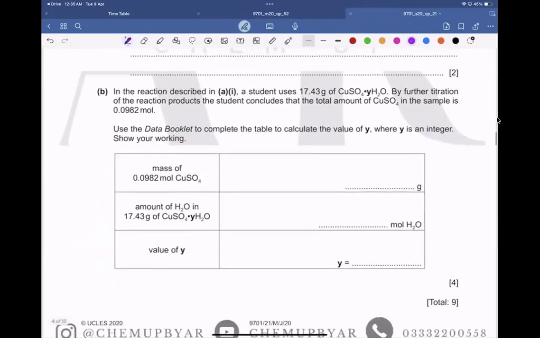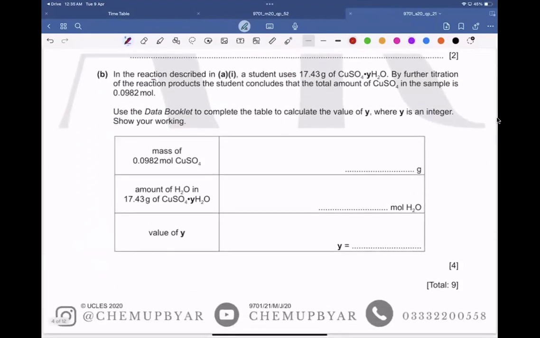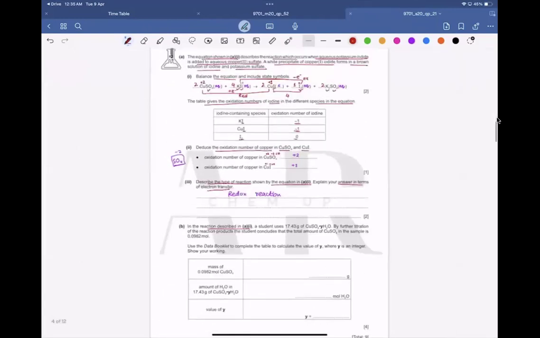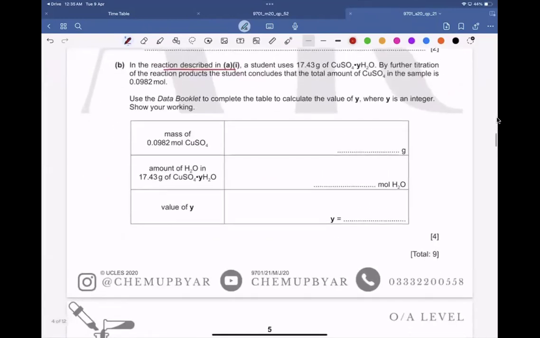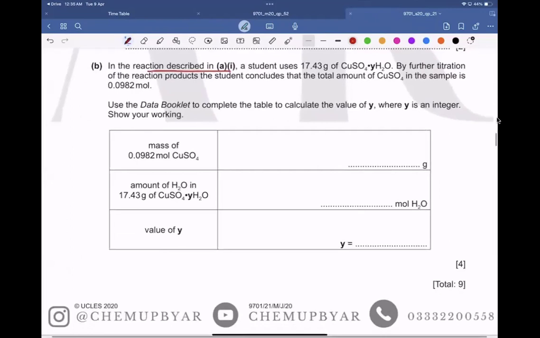Okay. Now, next part. In a reaction described in A1, okay, this one. Okay, let me write the equation over here. It was 2 moles of copper sulfate reacting with 4 moles of potassium iodide, forming 2 moles of copper iodide with 1 mole of iodine and 2 moles of potassium sulfate.